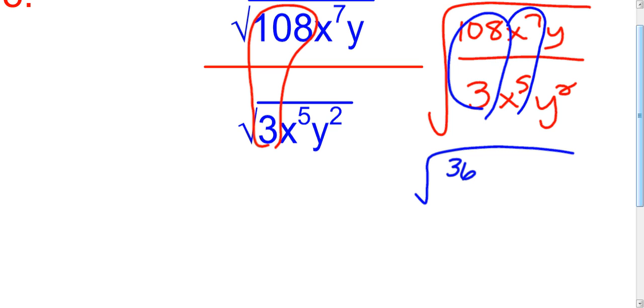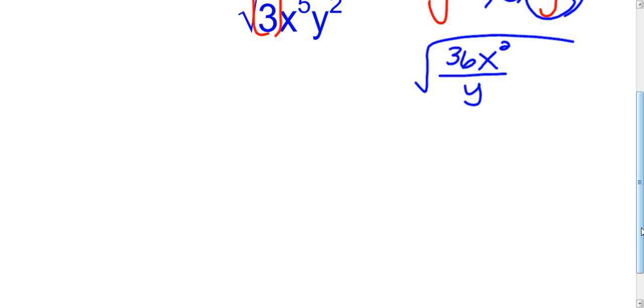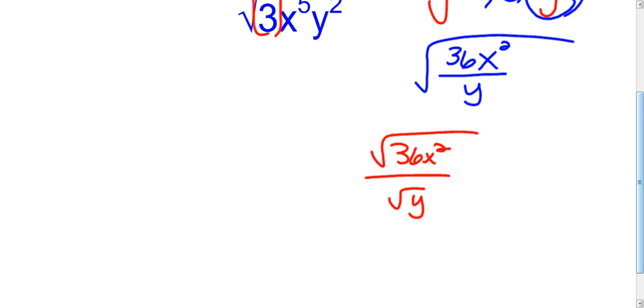The x to the 7th over x to the 5th leaves me with an x squared on the top. And then here, y over y squared leaves me with just 1y on the bottom. So now, if you think about splitting that back up into a numerator and a denominator, here's where I'm at. The numerator can simplify.